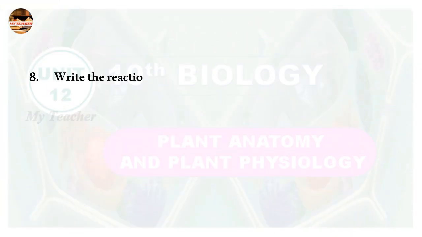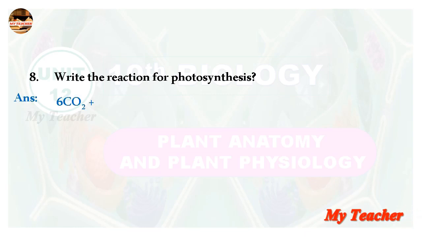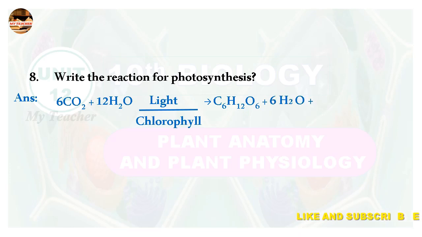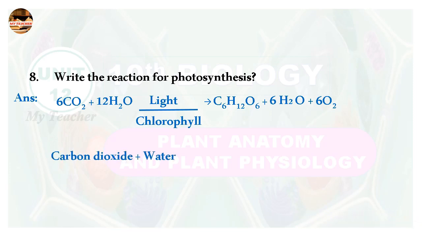Eighth question is, write the reaction for photosynthesis. Answer, 6 CO2 plus 12 H2O in the presence of light and chlorophyll gives C6H12O6 plus 6 H2O plus 6 O2. That is, carbon dioxide plus water gives glucose plus water plus oxygen.